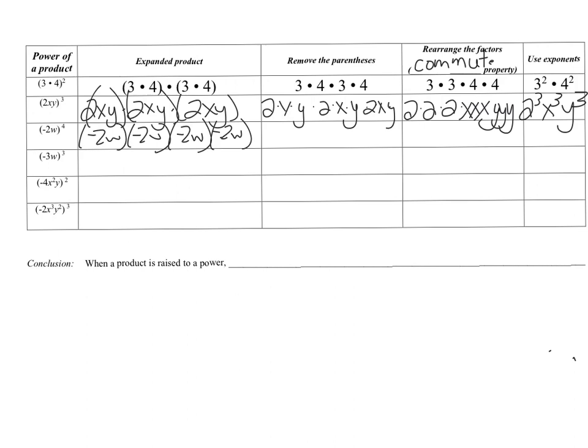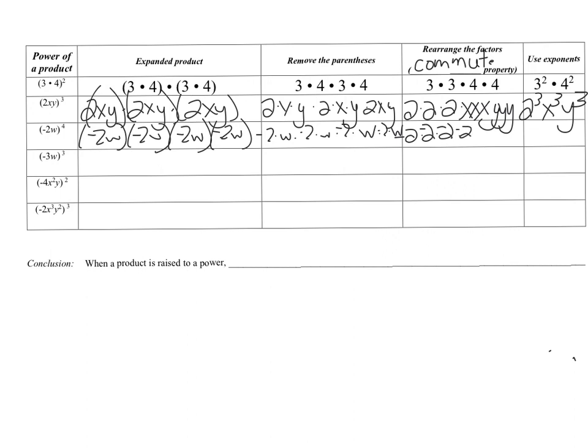If I break it up without the parentheses, that just means negative 2 times w times negative 2 times w times negative 2 times w times negative 2 times w. I didn't leave myself enough room here. So now I'm going to rearrange it. I put all the negative 2's together, so that gives me negative 2 times negative 2 times another negative 2 times one more negative 2.